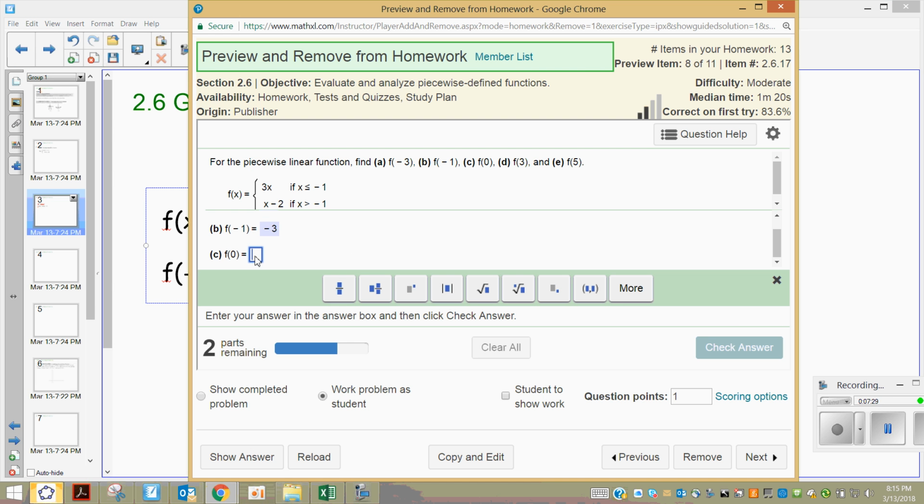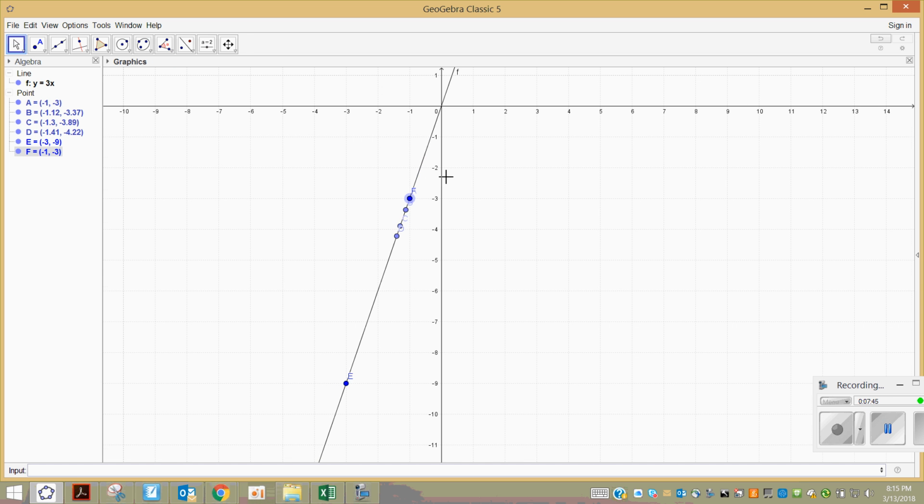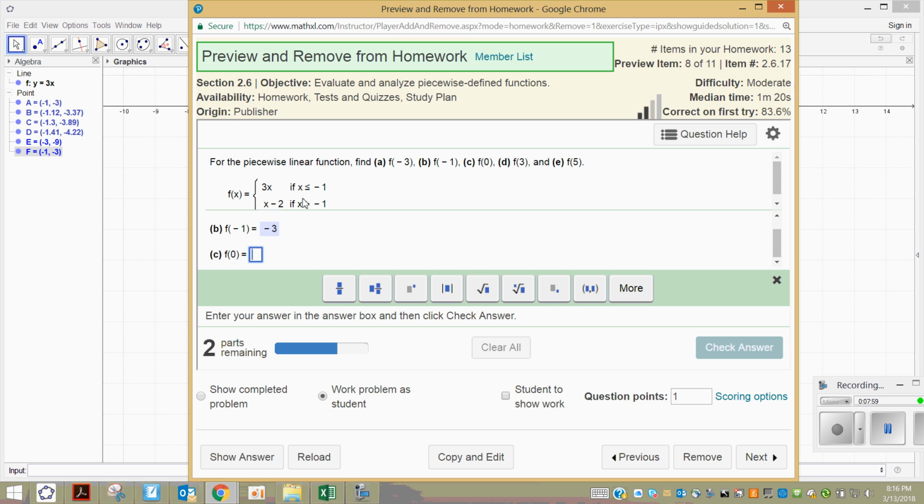So f of 0, though, well, 0 is not less than or equal to negative 1, so I'm going to have to use the other piece where x can be greater than negative 1. 0 is greater than negative 1. On my GeoGebra, notice that here at 0, if I was using the same piece definition, I would use this point right here as my solution. However, we're going to have to use this other piece, which is x minus 2. So that is a line that goes through negative 2 on the y-axis and has a slope of positive 1, y equals mx plus b.